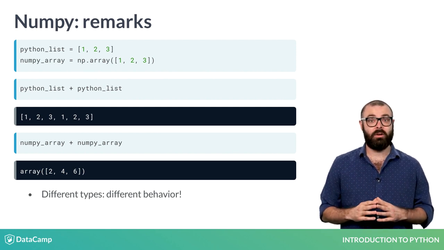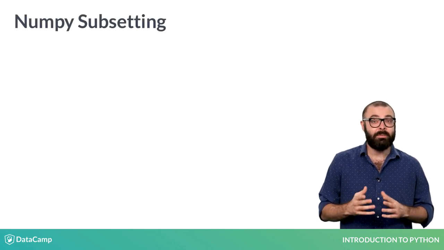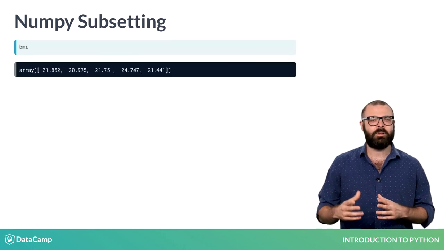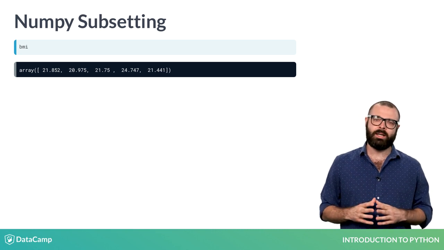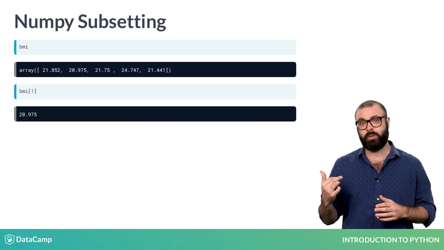Apart from these subtleties, you can work with Numpy arrays pretty much the same as you can with regular Python lists. When you want to get elements from your array, for example, you can use square brackets. Suppose you want to get the BMI for the second person, so at index 1. This will do the trick.